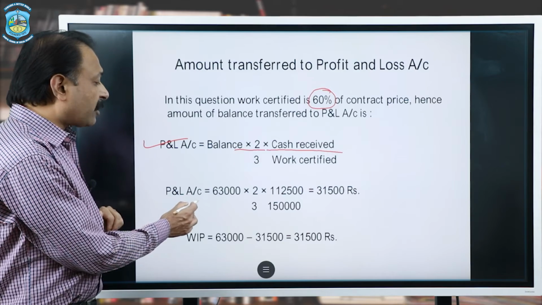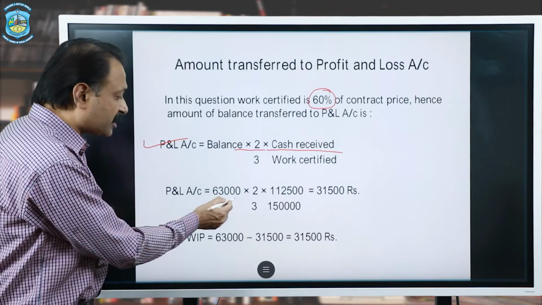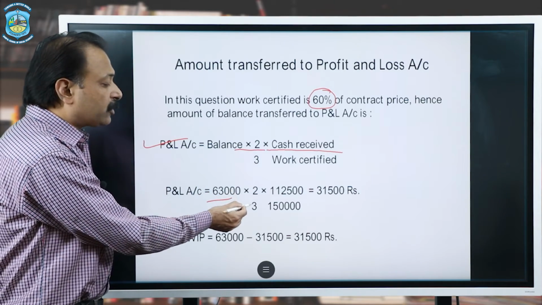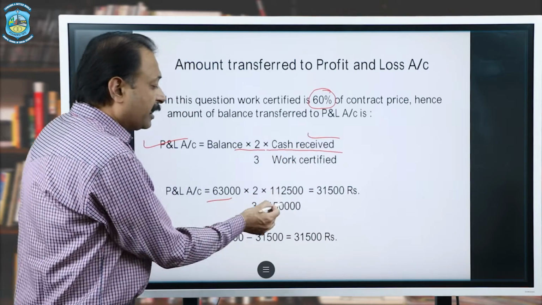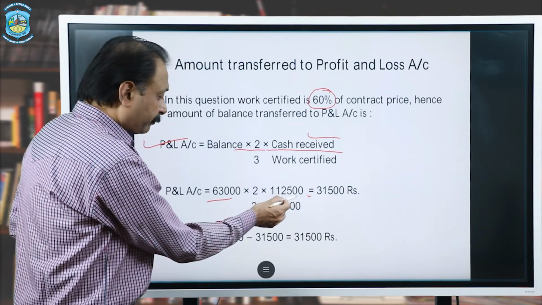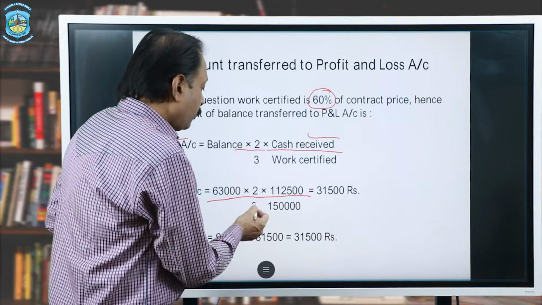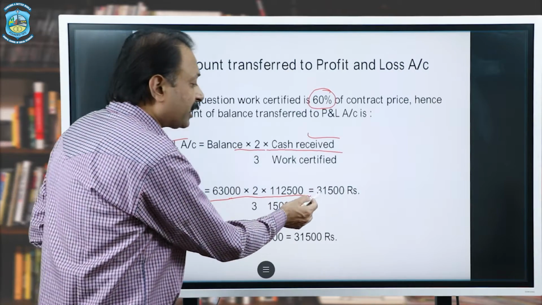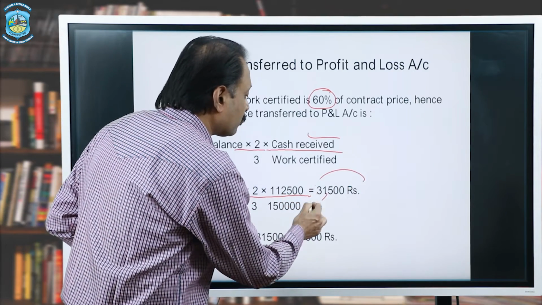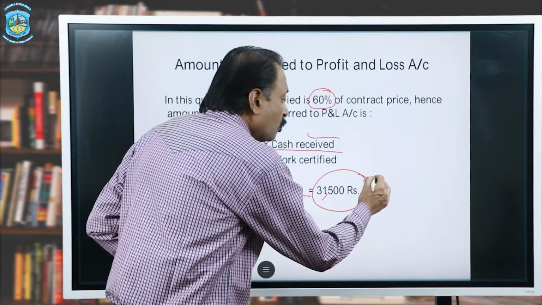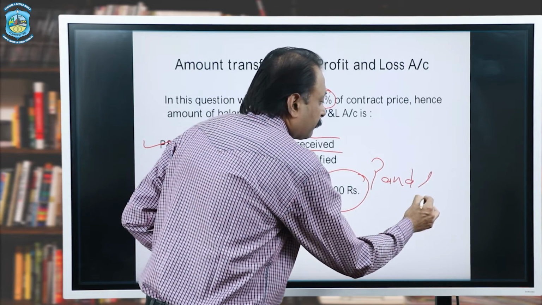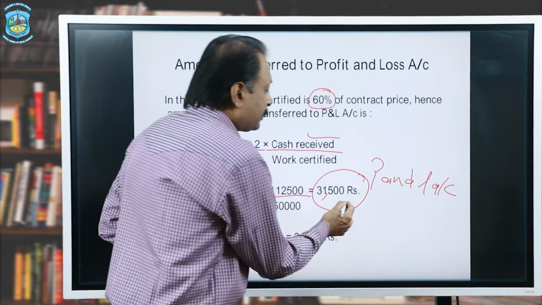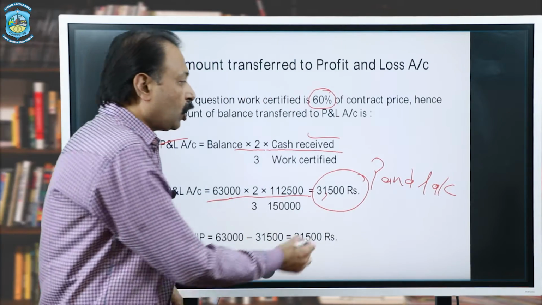So profit and loss account equals balance, which is 63,000, multiplied by 2/3 multiplied by 1,12,500, which is cash received, divided by 1,50,000. When we solve this equation, we will get 31,500 rupees. 31,500 rupees is transferred to profit and loss account.